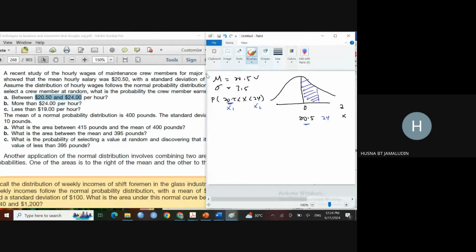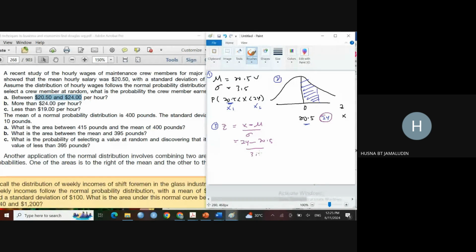So the first step, remember, list down all the information. Second step, draw the diagram. Third step, apply the formula of z. So what is the z formula just now? Z equals x minus mu, divided by sigma. By now you should remember the formula already. So what is your x? Yes, your x is 24, minus your mu given from the question, 20.5, and sigma 3.5, also from the question.